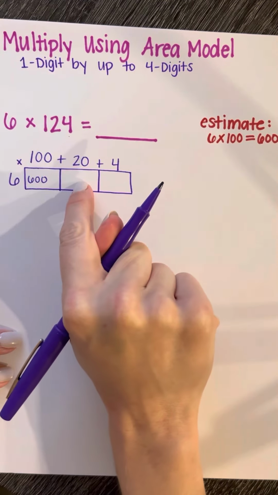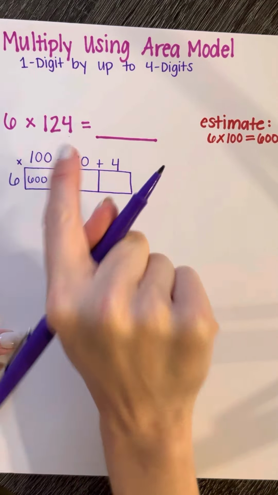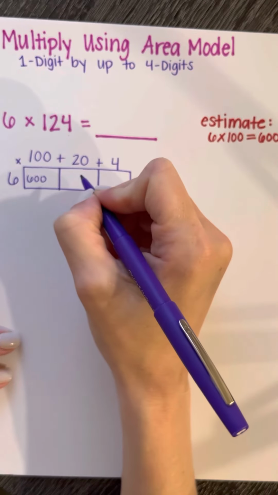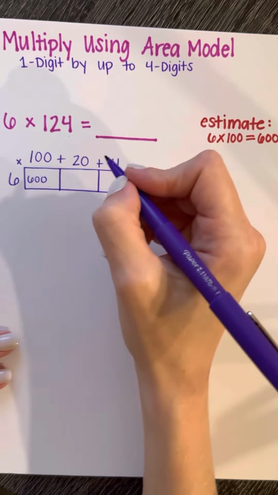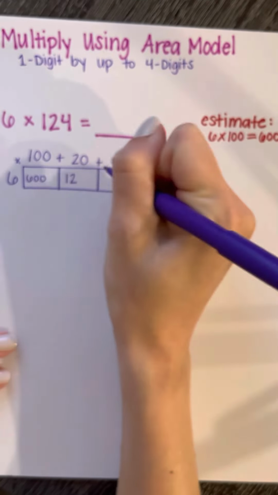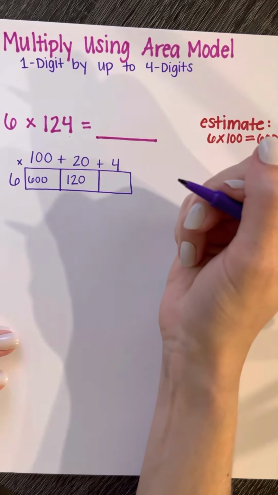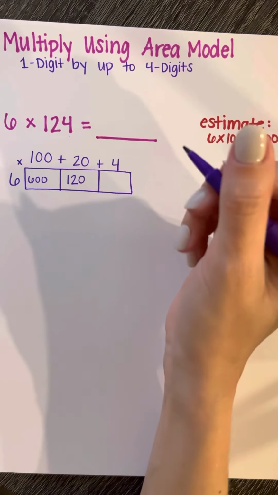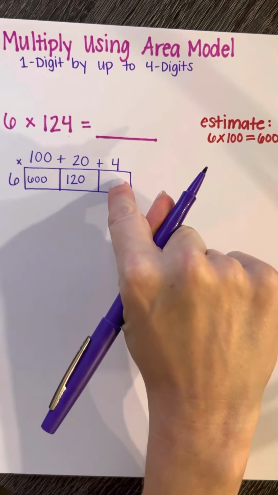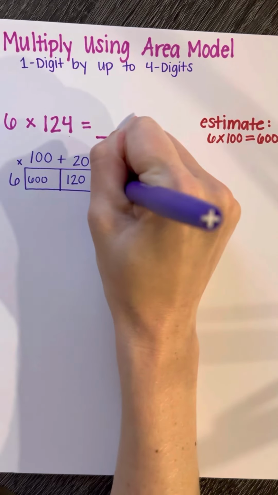Now we're going to move on to this box right here, and we're going to take our 6 and do 6 times 20, or 6 times 2 tens if you're using the renaming numbers strategy. So 6 times 2 is 12, and since that's in the tens place, we'll need that 0 carried over so that we can get that 12 in the tens place. And then in our third and final box, we'll do 6 times 4, which will get us 24.